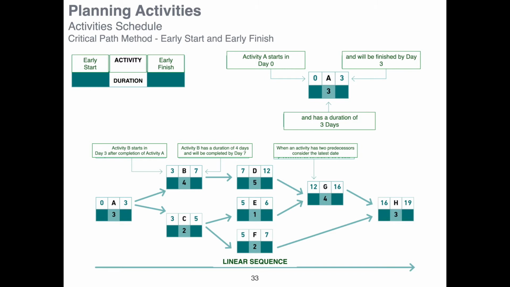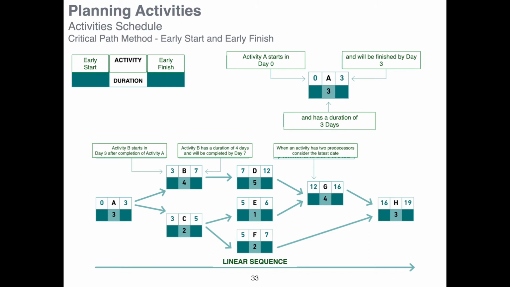Activity H, we have exactly the same problem, because F will be completed early on day 7, but we still have to wait for the completion of activity G on day 16. So it means that activity H can only start on the 16th day of project implementation. 16 plus 3 days of duration of activity H means that the project will be completed on day 19. We have established the linear sequence. We have defined how much time we need to actually implement our project. We will need 19 days.